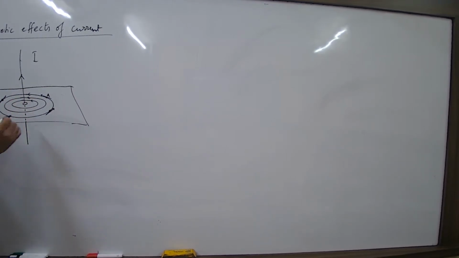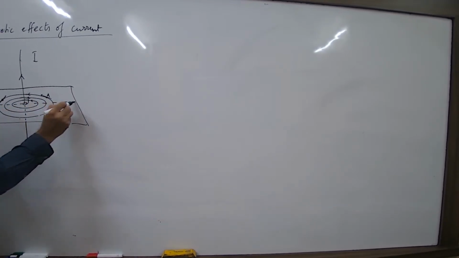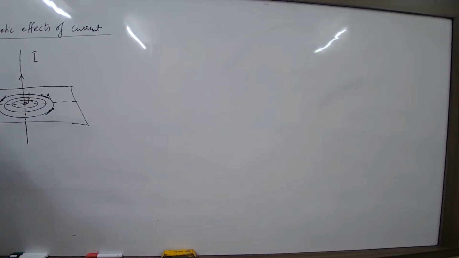All circles have the same center. Where is the center? The center lies on the wire itself. And where are the field lines forming? In the plane which is perpendicular to the wire. Can you see this? This plane is perpendicular to the wire, like this. So the wire is perpendicular to the plane, and the magnetic field lines are in the plane, like this, in my palm.